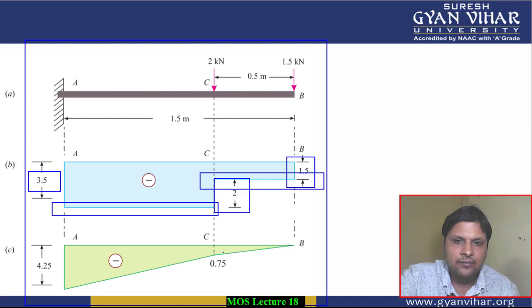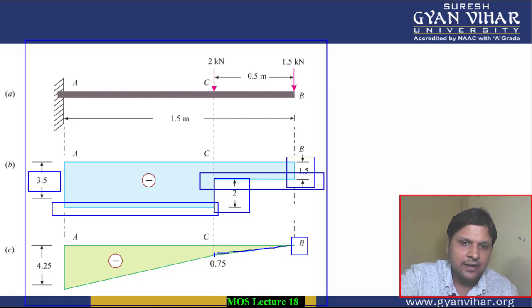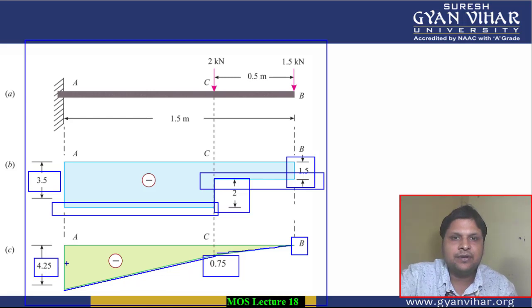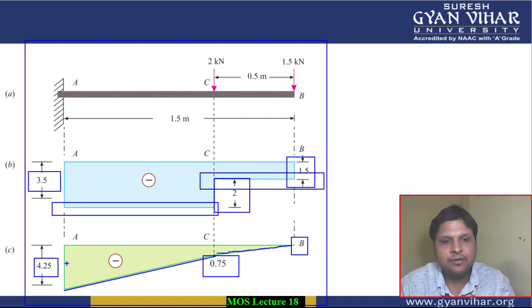Then after, in the bending moment diagram, you will see that you are finding an inclined line. At B you don't have any bending moment, you are having an inclined line like this. Here it is 0.75 value, and from here to the point to the support A, you have the value 4.25. So these are the bending moment and shear force diagram for cantilever beams.